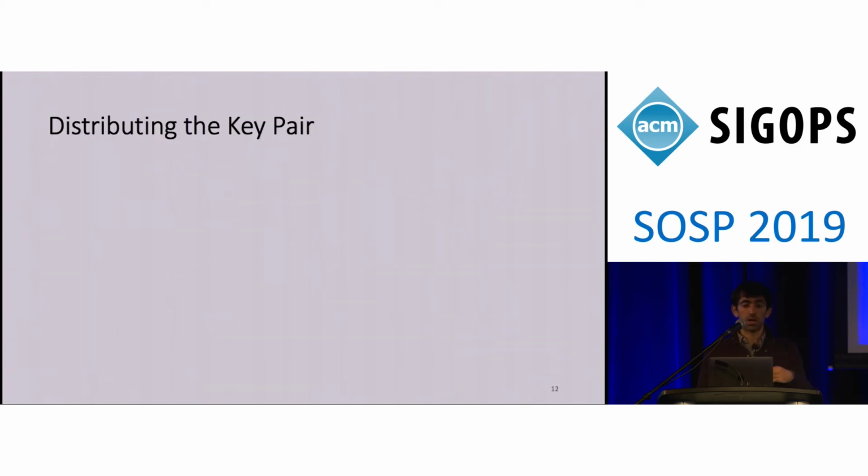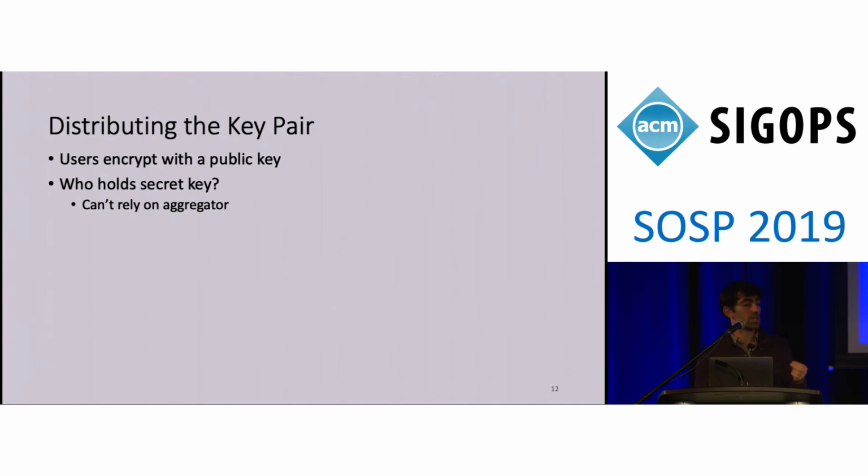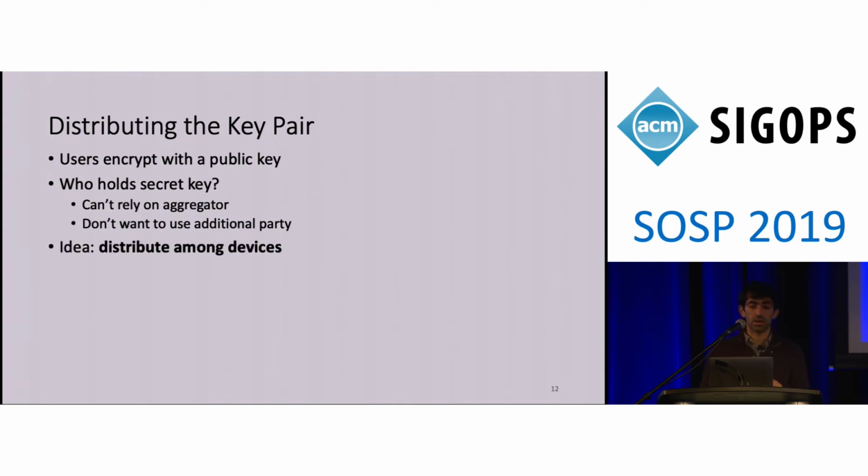Now there are a few subtleties here about how we actually protect against this threat model. The first is coming up with this key pair. As I mentioned, users are encrypting with a public key, and the question is, who holds the secret key? Because of our Byzantine assumption, we can't rely on the aggregator, because they could decrypt any individual's data as soon as they got it. We could introduce an additional party, but it can be hard in practice to find a party that everybody trusts and is powerful enough to handle this, so we'd like to avoid that assumption. The idea is that we can distribute this among the devices that we already have.